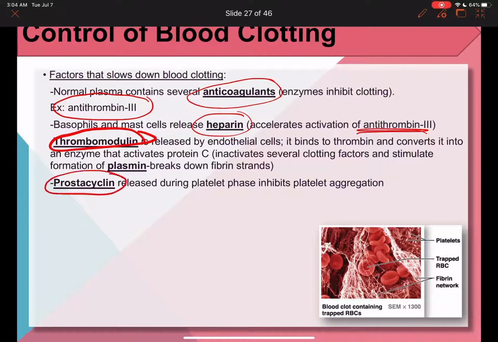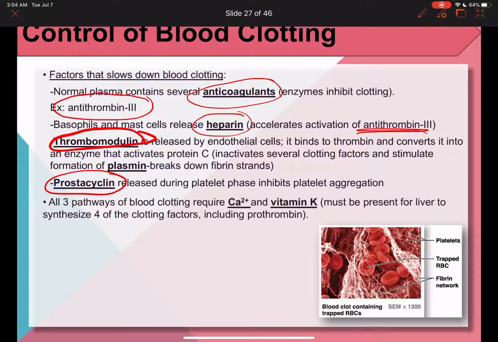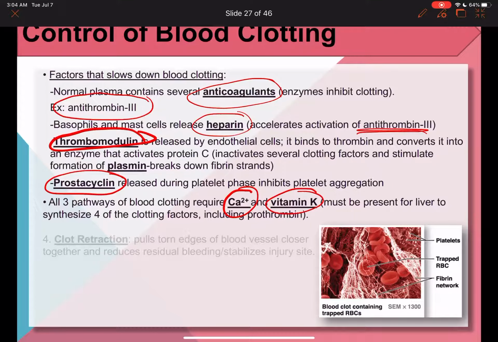Prostacyclin is actually a part of the family of prostaglandins we talked about earlier that can inhibit platelet aggregation at inappropriate locations. Okay, and all three pathways of blood clotting will require calcium and vitamin K. Both of these must be present in the liver in order for us to synthesize 4 of those clotting factors we talked about, including prothrombin.